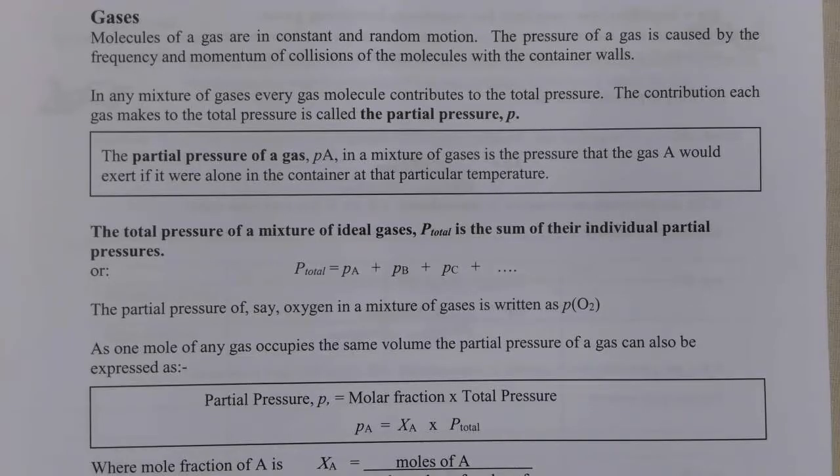So we're talking about gases. Now the first thing we need to be able to calculate is the partial pressure of a given gas in a mixture. So in a mixture of gases, it's the pressure that the gas would exert if it was alone in that container at that particular temperature. So if you've only got one gas, the partial pressure of that gas is equal to the total pressure. So the sum of the partial pressures must add up to the total pressure.